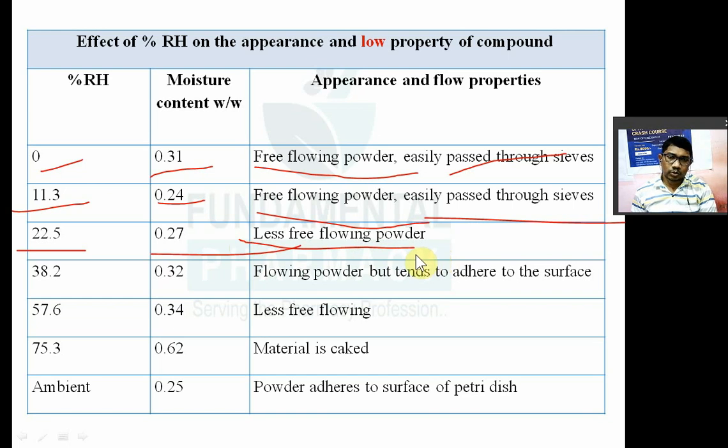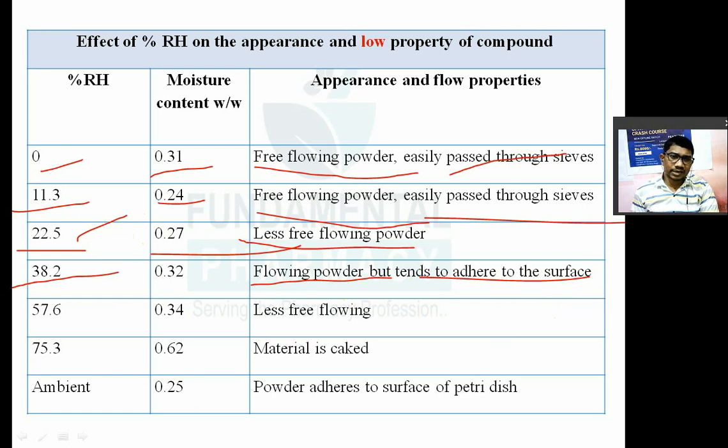If humidity changes, what is the effect on the appearance of the material or on its flow properties? That's why at 0% relative humidity the powder is free flowing and easily passed. Again at 11.3% it is also free flowing and easily passed. But if you increase the humidity to 22.5%, it is less free flowing. If you increase the humidity to 38.2%, the powder is flowing but tends to adhere to the surface of either die or CO, etc.